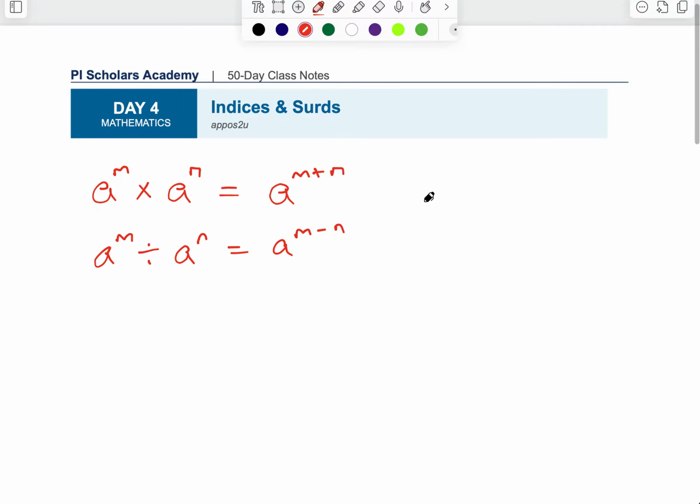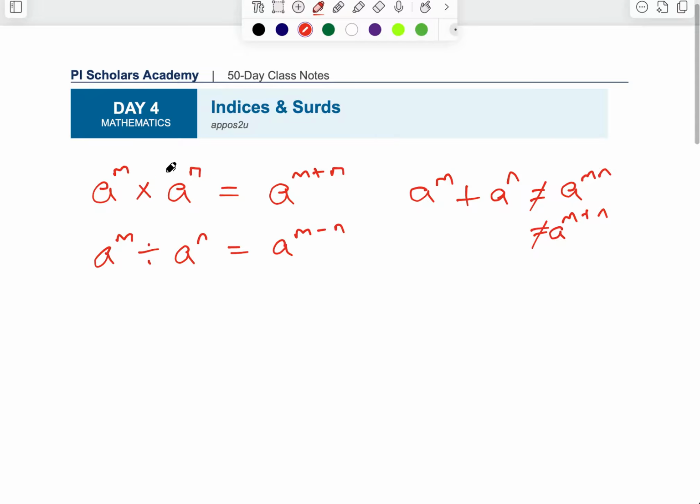Note that the converse is not true. What do I mean by that? It doesn't mean that whenever you have a raised to power m plus a raised to power n, you say, oh, pick one a and multiply, or you say a raised to power m plus n. It is not going to be equal to any of these. So this is true from left to right, and you cannot just remix it and do it like the thing on the right. So the left hand side is the one that is true in all of this.